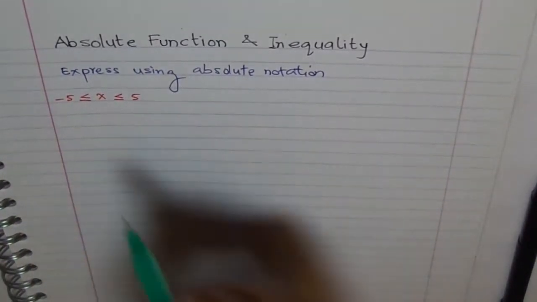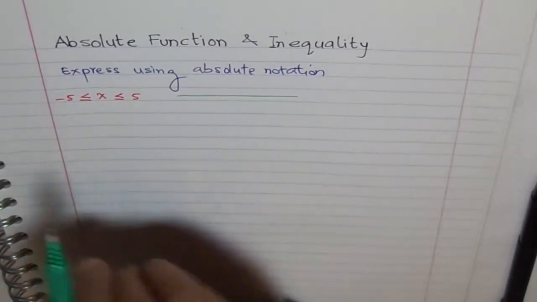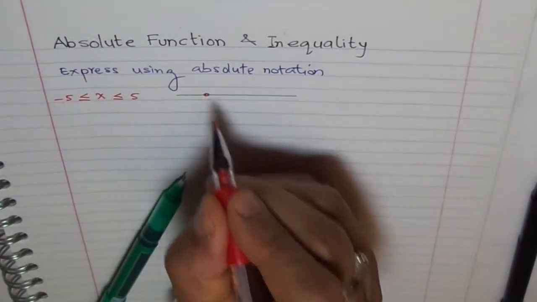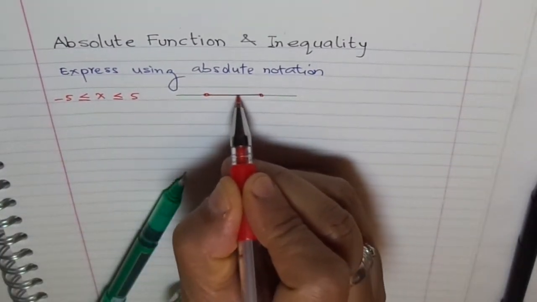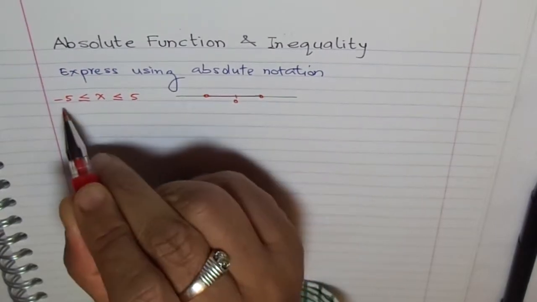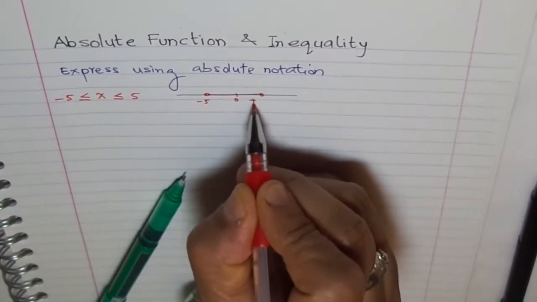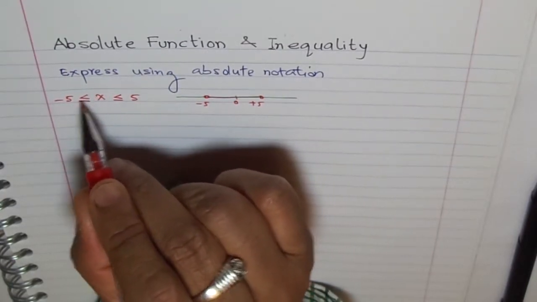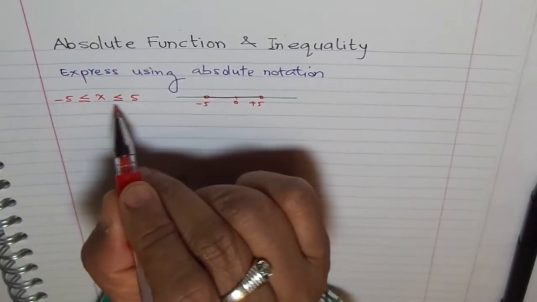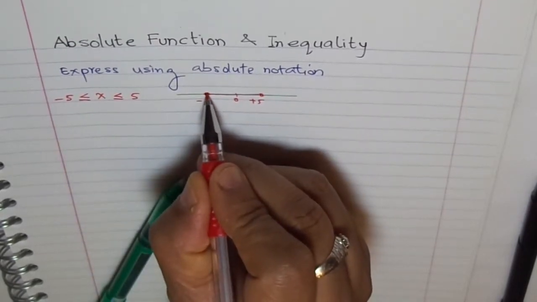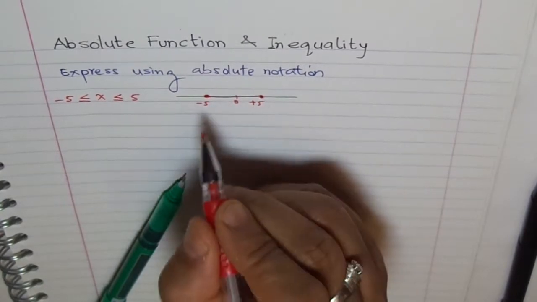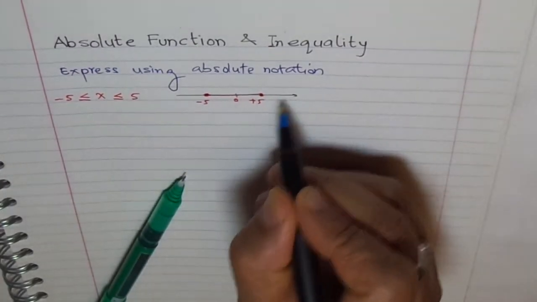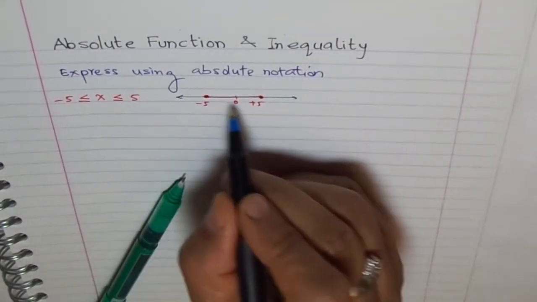On a number line, I can show it as something like this. X is between, I'm assuming this to be 0, -5 and +5, where both are included. When we say this, that means x is greater than or equal to -5 and less than or equal to 5, then we fill this up. If we fill this up, that means it is included. Okay. Now, on a number line, we will represent this inequality like this.